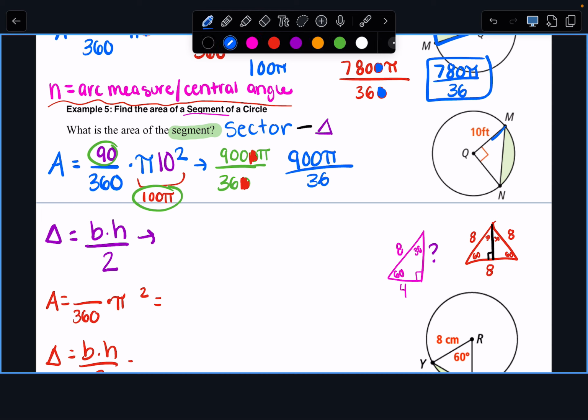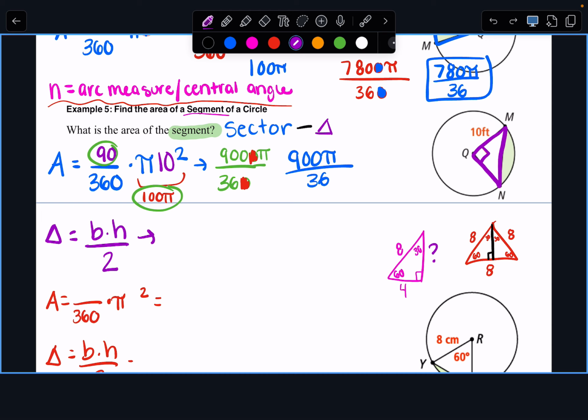We actually don't want that as our final answer. We want to know the area of the segment. So the segment now, we have to find the area of the triangle and then subtract it away from the area of our sector. All right, let's do it. So now when we find the area of a triangle, we do need to have a right angle because that right angle separates my base and my height.